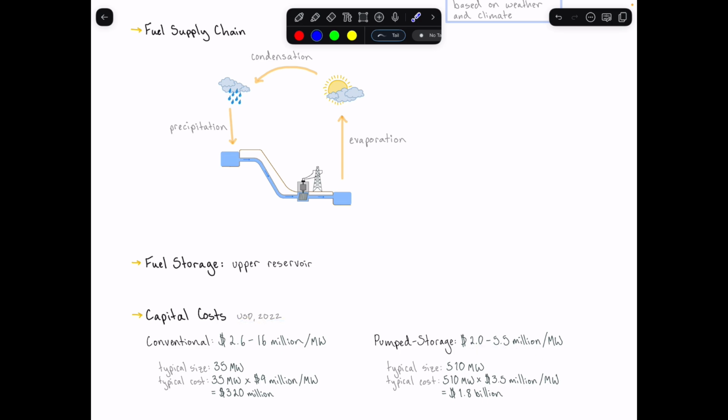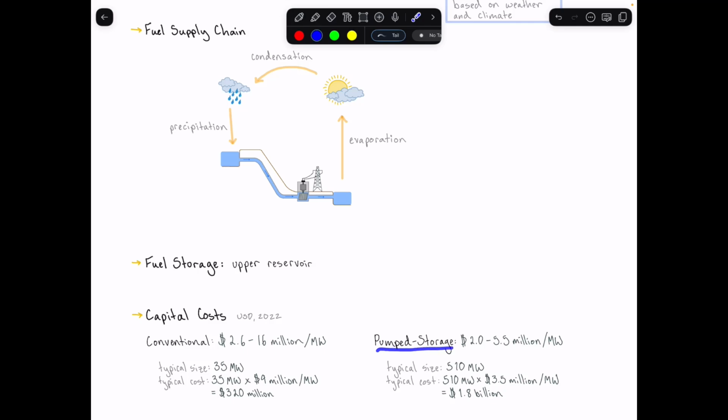So there's quite a range on the capital cost of these plants. Conventional hydropower plants run in the range of $2.6 to $16 million per megawatt and have a typical size of 35 megawatts, which means that the average cost of building out these power plants, if we take a middle number between these two, is about $320 million.